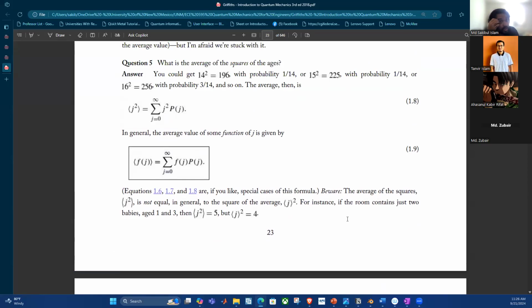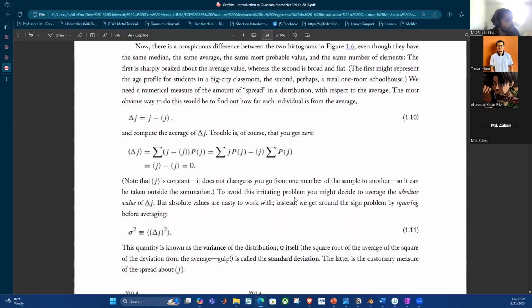So far, we defined the average, how we can calculate the expectation value. That is the summation of the value of the variable and the probability of finding that variable. And here is an important concept: the variance of a distribution.